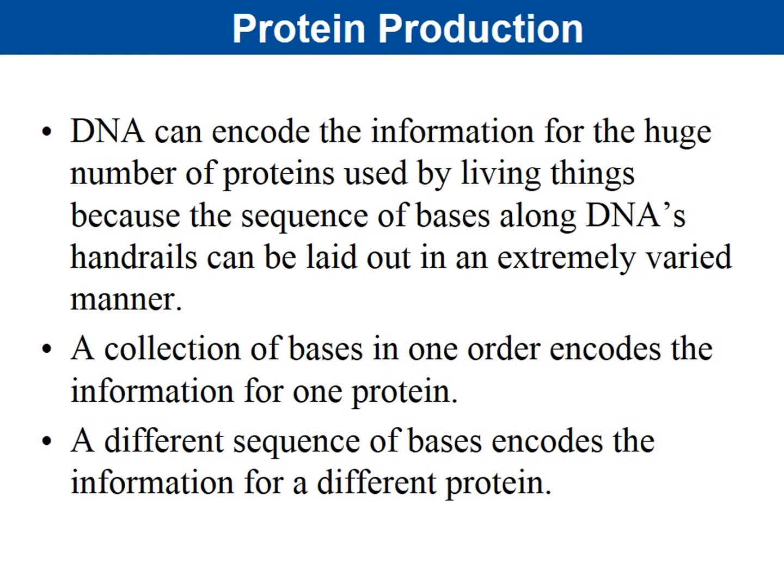So, DNA can encode the information for a huge number of proteins used by living things because the sequence of bases along DNA's handrails can be laid out in an extremely varied manner. And for a long time, scientists always thought that protein is probably the genetic information, because if you think about it, there were 20 different amino acids, whereas for DNA, there were only 4 types of bases. However, many experiments showed that in fact DNA is the genetic information, and the sequence of bases along the strand of DNA are used to code for particular proteins.